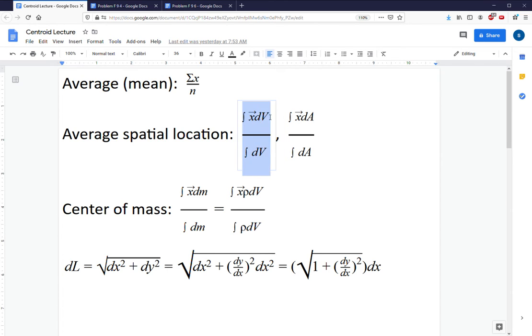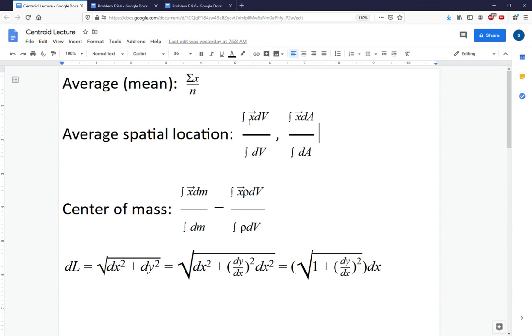But we do the weighted summation of all of those points up top. And then down here, this integration is finding the number of these volume points or the number of these area points. Now, when we do it like this, we are finding the average spatial location, otherwise known as the centroid of the object.